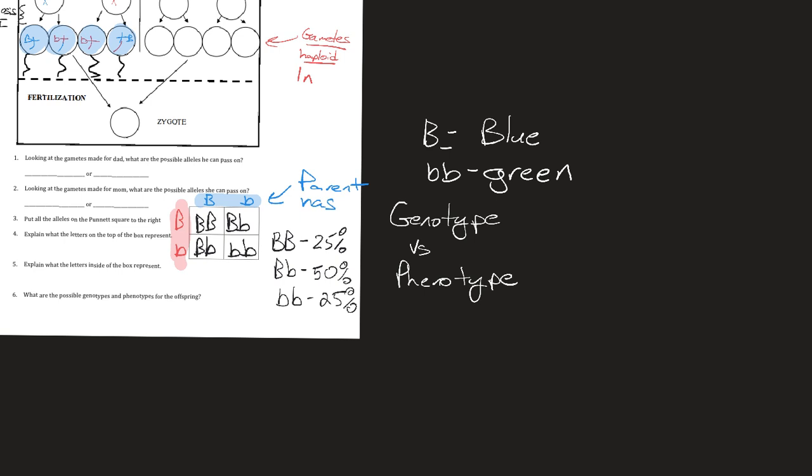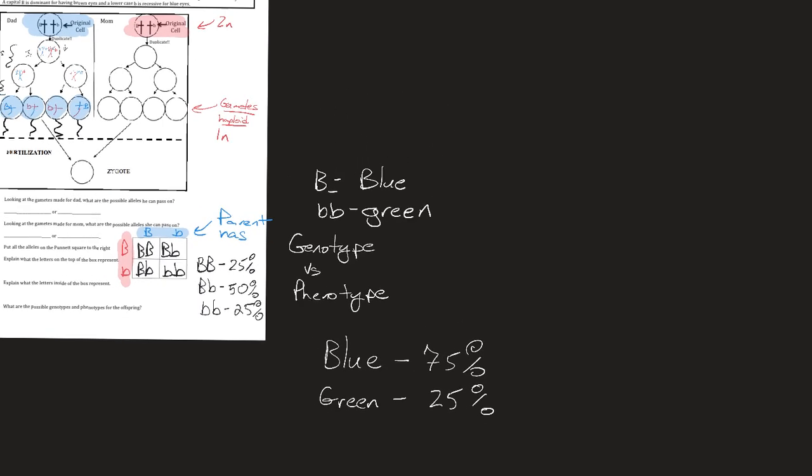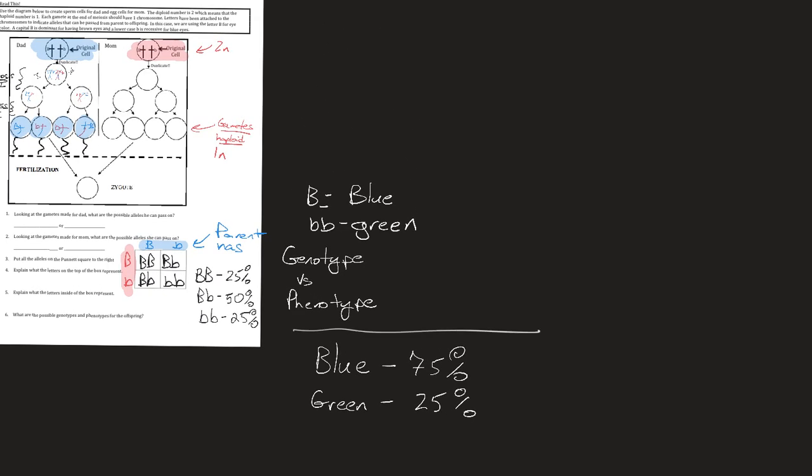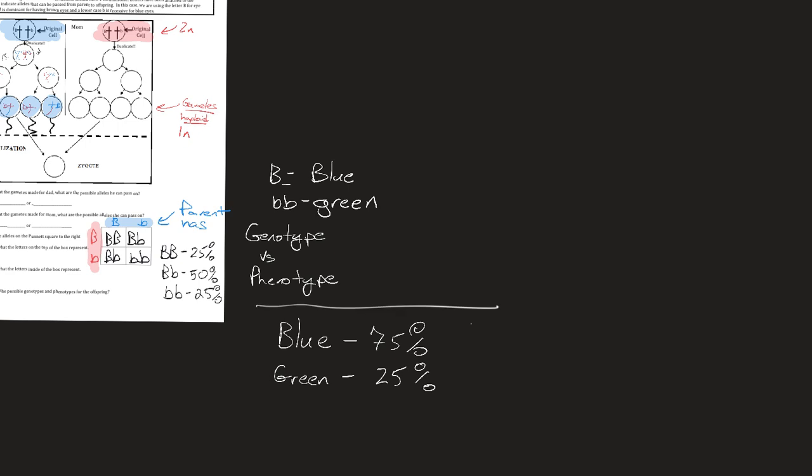Now you've got your phenotypic ratio. What about the phenotype blue? What is the predicted value? 75% are going to be blue, and what predicted value are going to be green? 25%. So that I think is relatively easy. So you have those predicted values. These are phenotypic ratios.